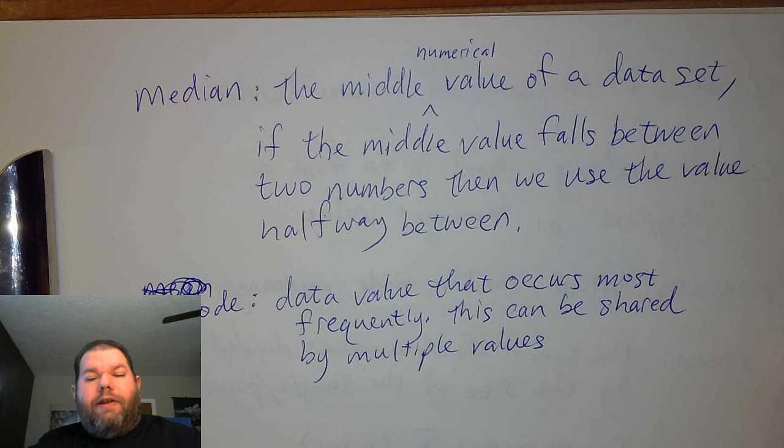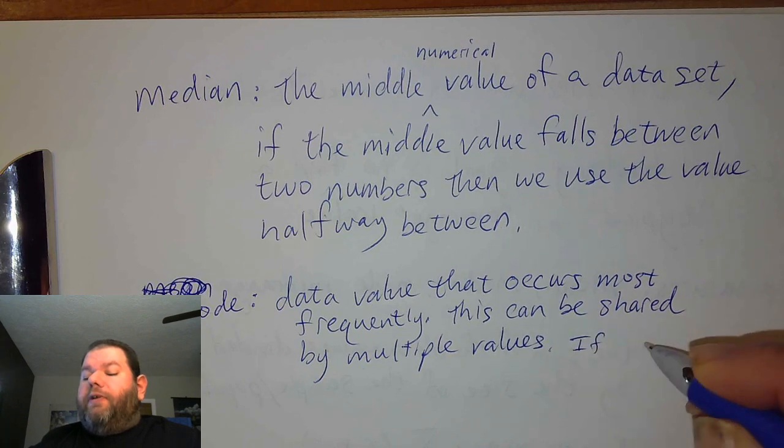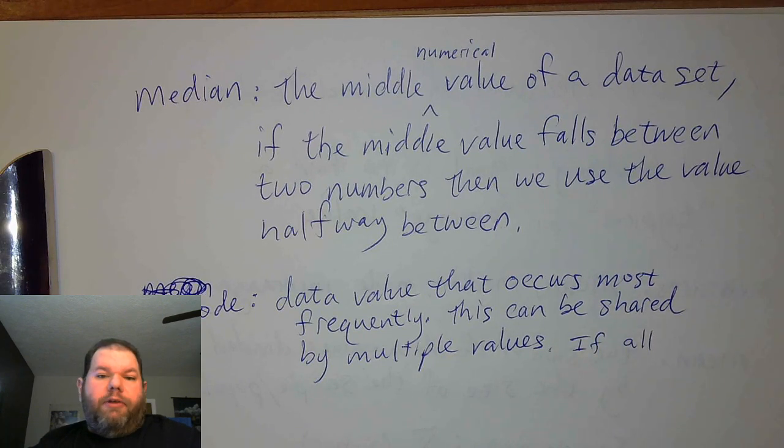So we could have a dataset that's bimodal if it has 2 modes. It could be multimodal if it has more than that, but if no data value has higher frequency than anything else, basically they all have the same frequency, in that case we say that there's no mode rather than all of them being modes. So if all data values have the same frequency, then there is simply no mode.